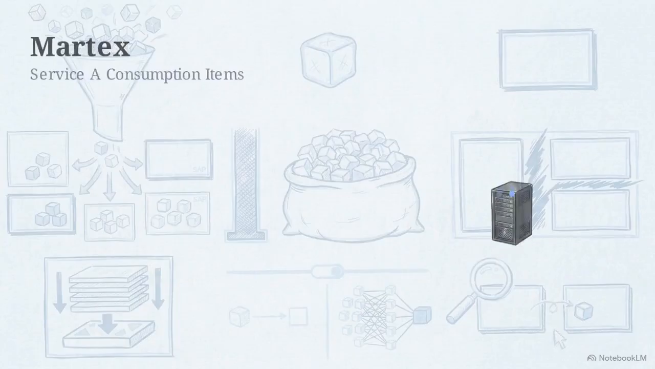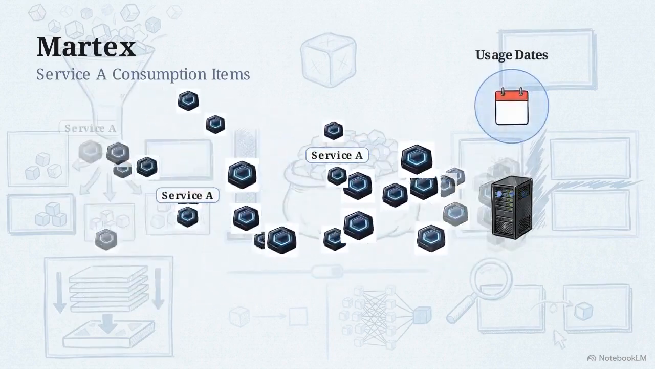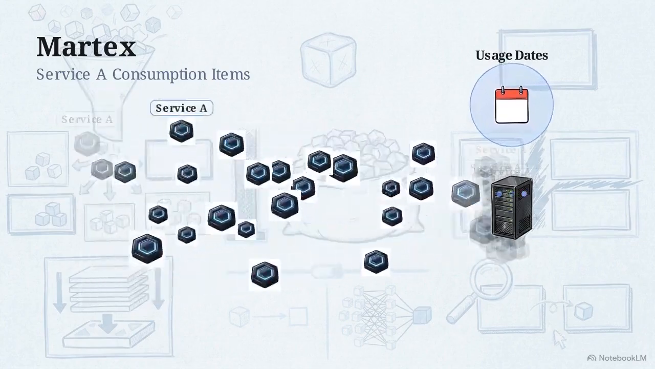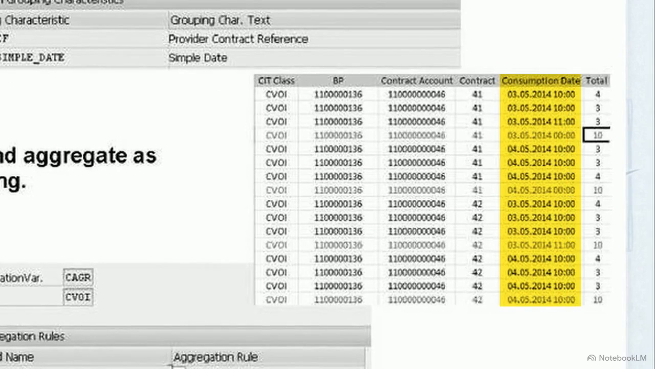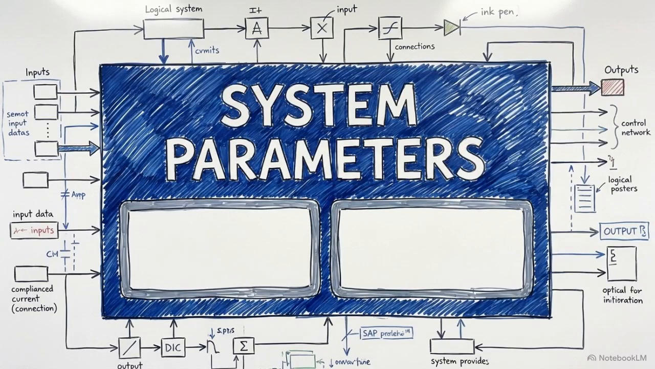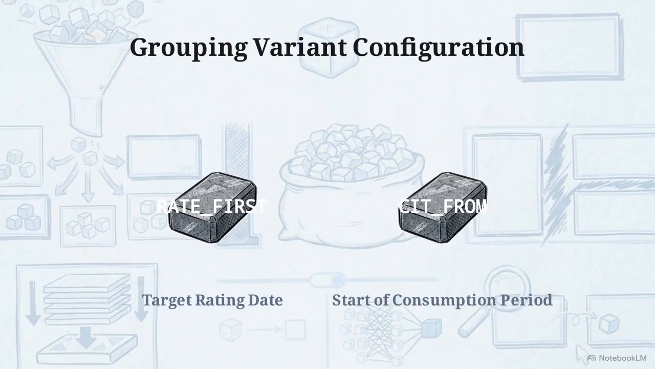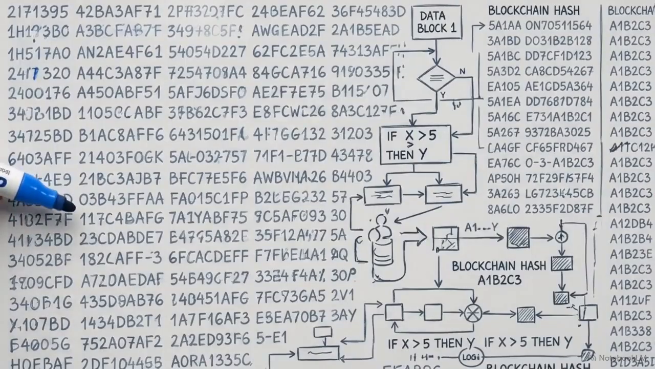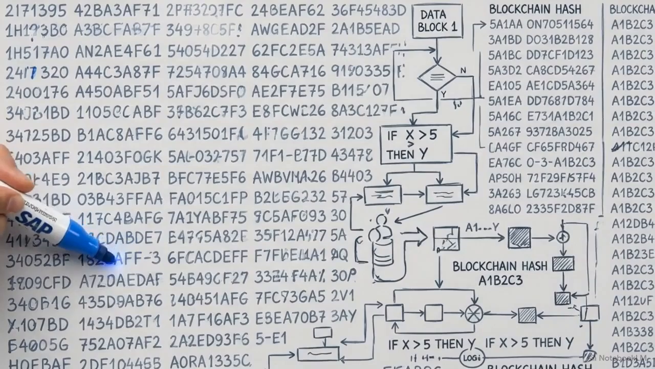A company, Martex, provides Service A, which requires high-volume consumption items to be grouped together by precise usage dates. Looking at this raw data model for Martex, you can see multiple consumption entries populating across different dates and times for the exact same contract account. To parse this out, Martex configured two specific grouping characteristics: Rate First, which is the target rating date, and CITFO, the start of the consumption period.